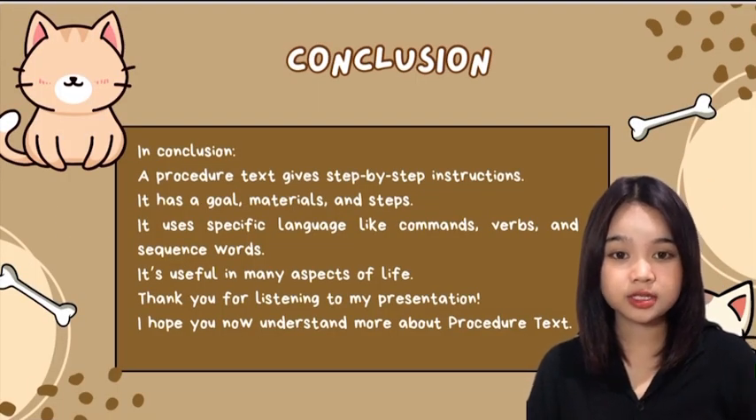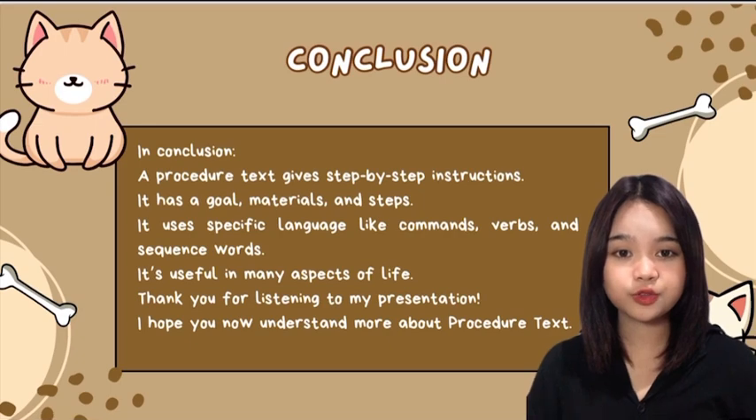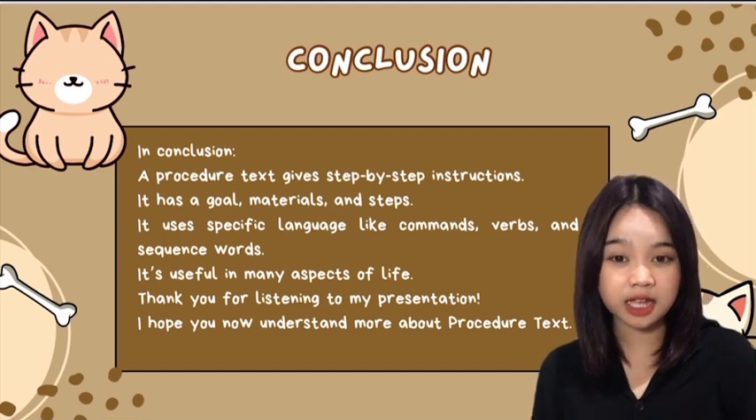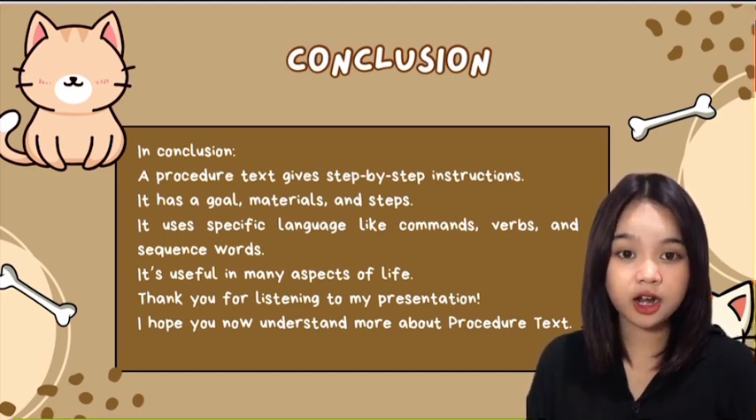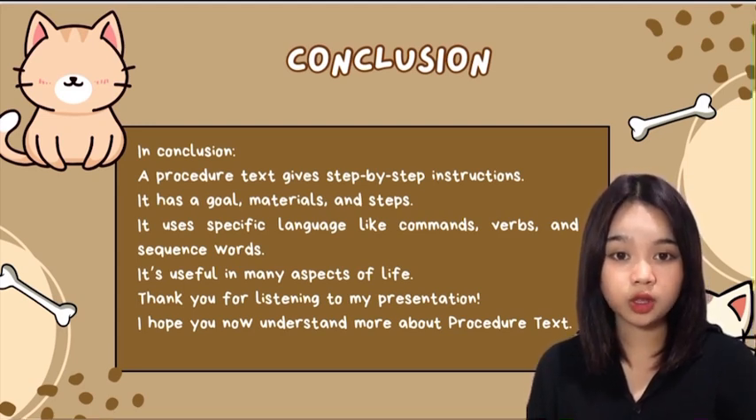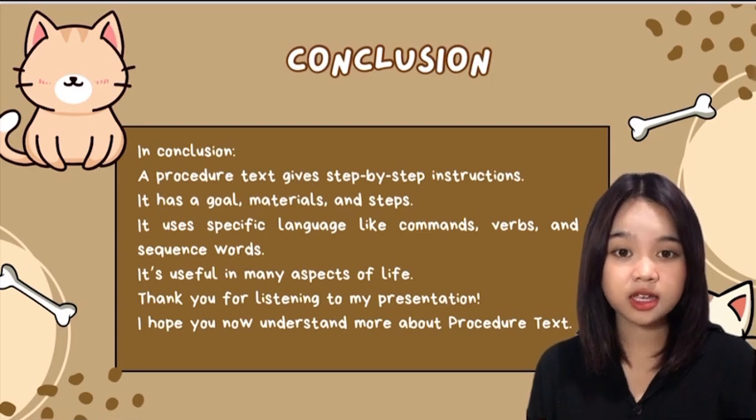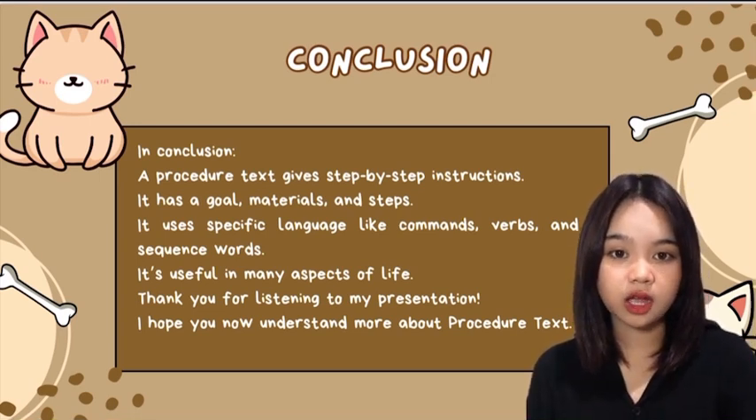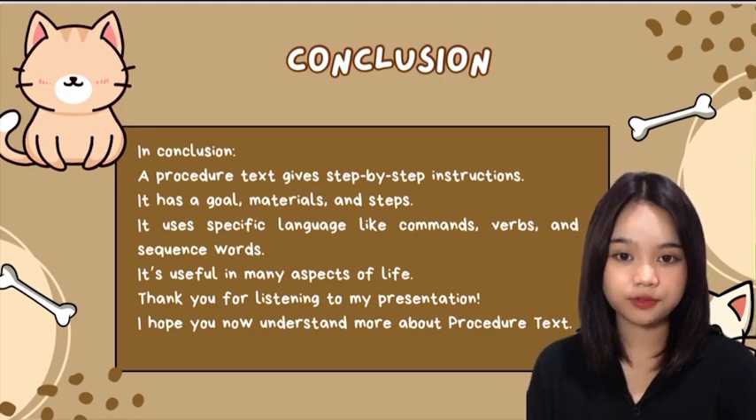To conclude, a procedure text is a useful kind of text that tells us how to do something through clear, ordered steps. It has a goal, a list of materials, and a series of instructions. We use it all the time in everyday life.